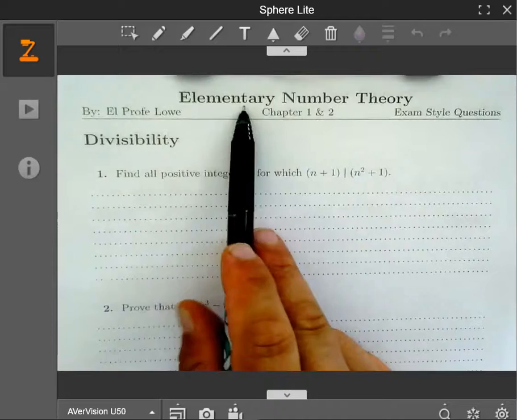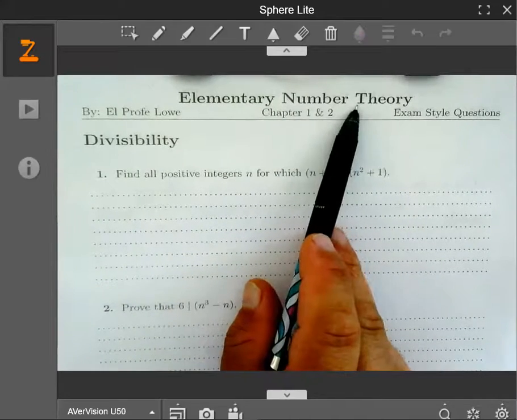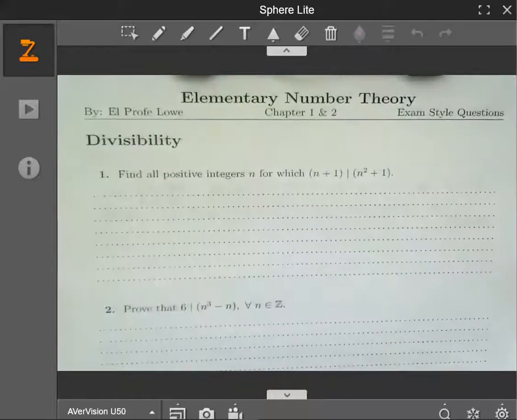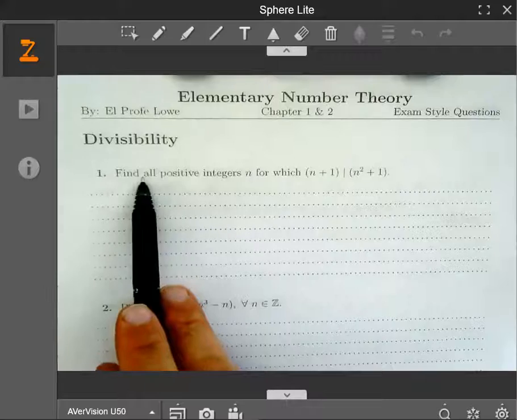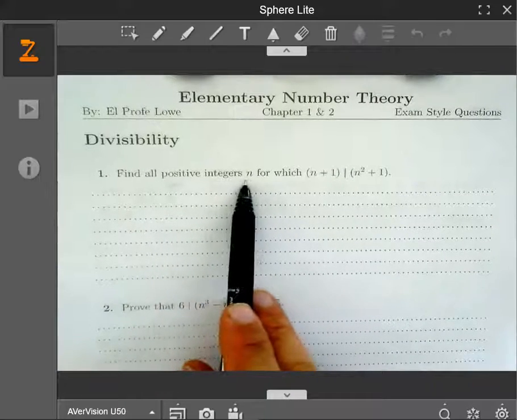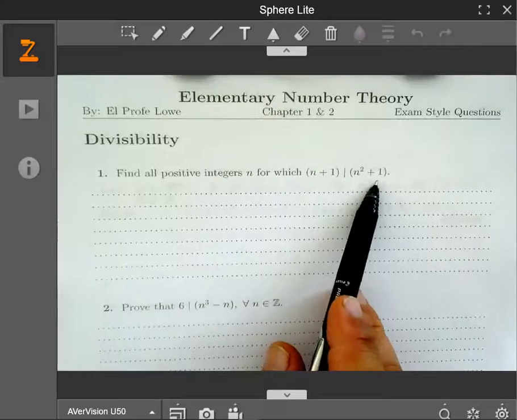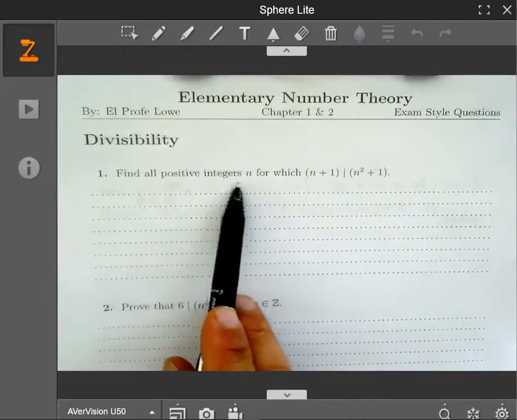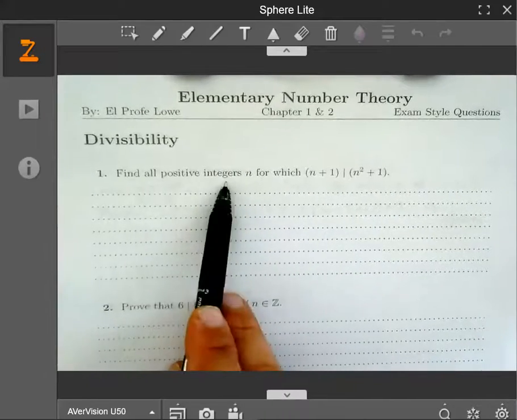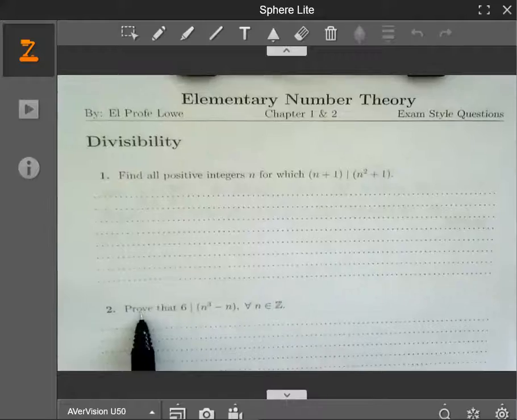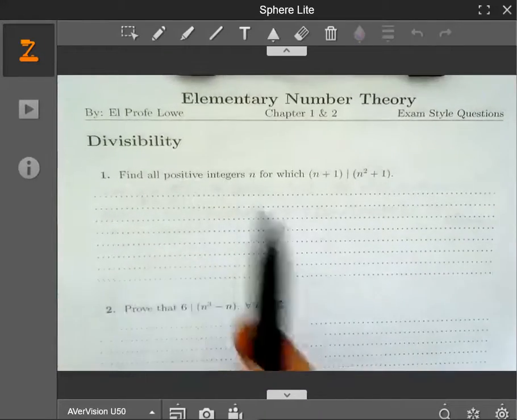In this set of videos, we're talking about elementary number theory and we're looking at some exam style questions. Okay, so our first question: find all positive integers n for which n plus 1 divides n squared plus 1. Now, this does not say to prove, it just asks us to find. Number 2 tells us to prove, but we can approach it in a similar way.